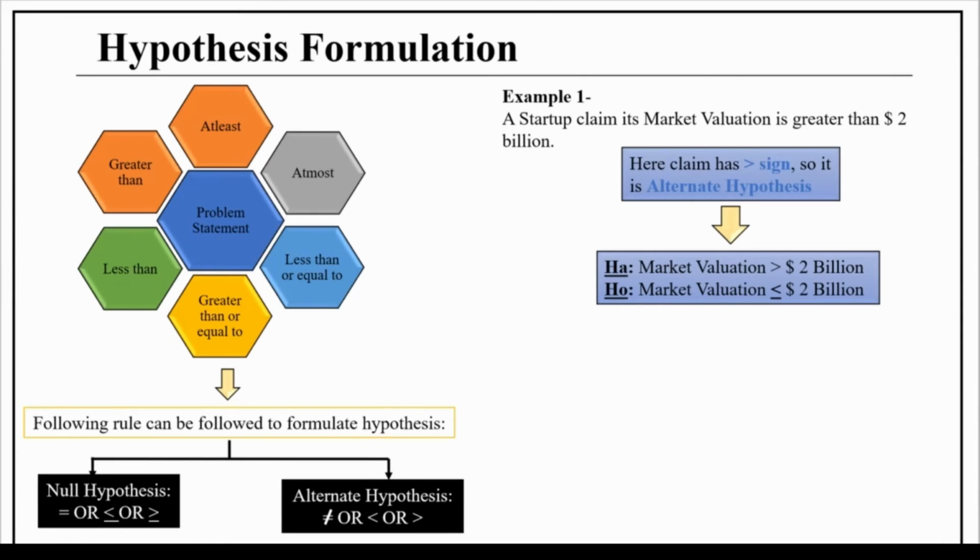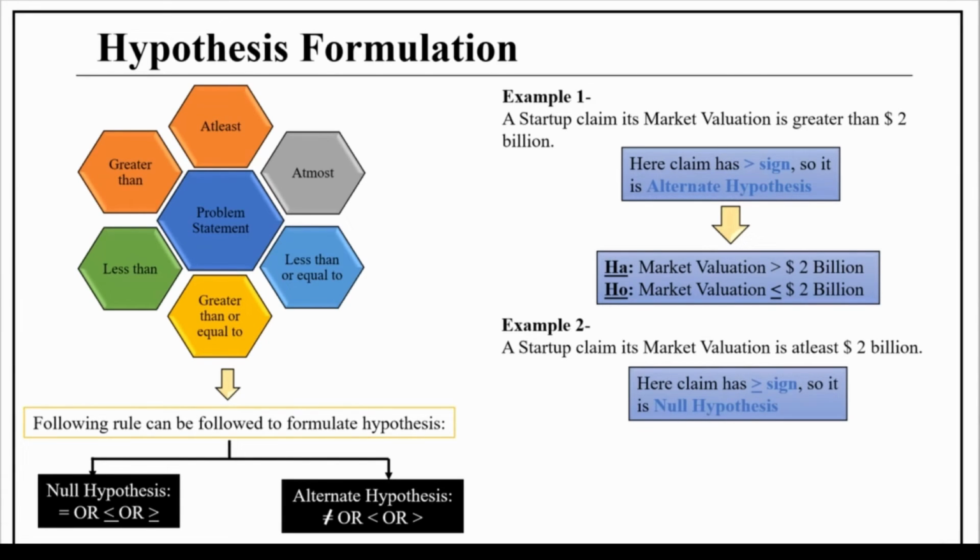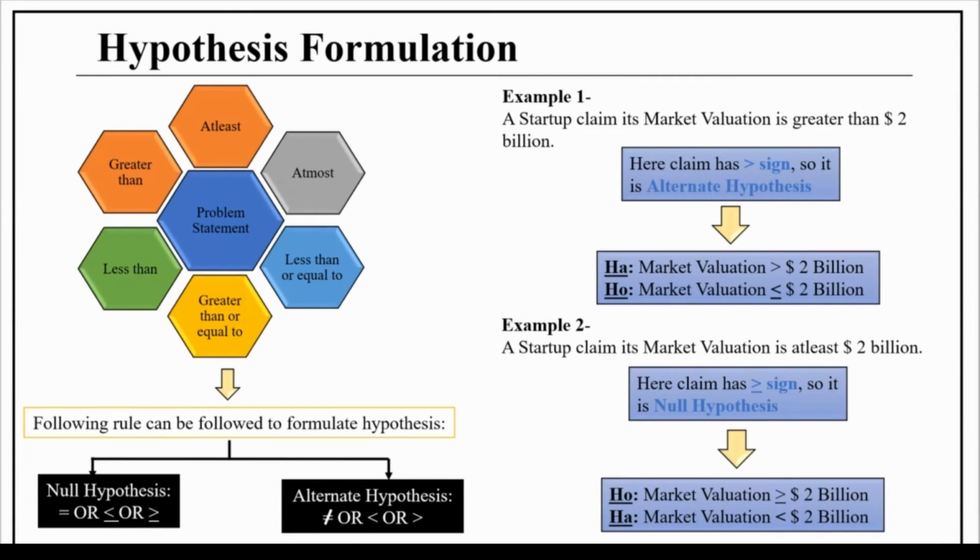Let's take another example. A startup claim its market valuation is at least $2 billion. Since claim have at least, that is greater than and equal to sign, so it is a null hypothesis. So let's formulate the hypothesis. So here null hypothesis is market valuation is greater than and equal to $2 billion and alternate hypothesis is market valuation is less than $2 billion.